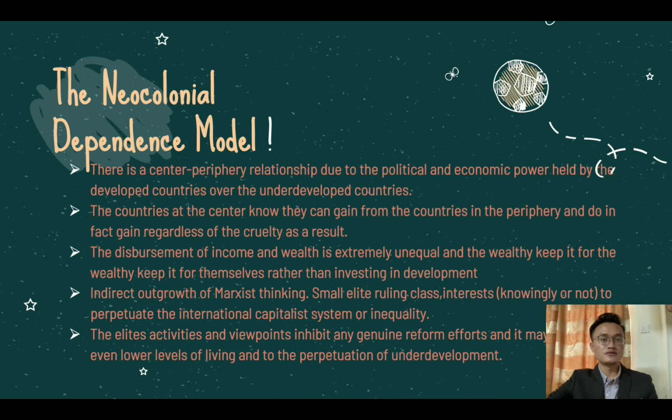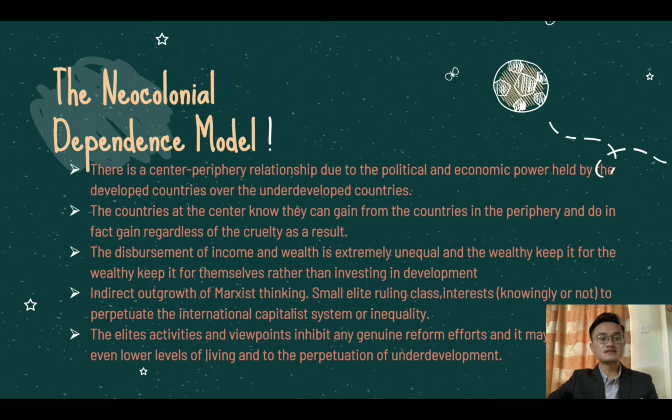Alright, now we start with the first major stream, which is the neo-colonial dependence model. There is a center-periphery relationship due to the political and economic power held by the developed countries over the undeveloped countries. The countries at the center know they can gain from the countries in the periphery, and do in fact gain regardless of the quality as a result. So the center means the developed country, and the periphery is the undeveloped country that relies on the developed countries.